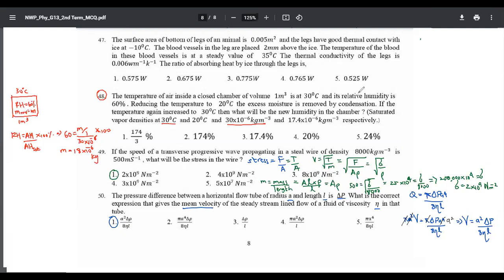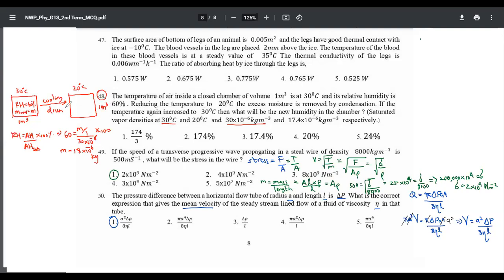Then what are they doing? Reducing the temperature to 20 degrees Celsius. Now they are cooling down the system. Once they cool down the system, what's going to happen? The temperature is going to reduce to 20 degrees Celsius. The volume didn't change. It's a closed chamber, so they are not changing the volume of the chamber. It's 1 meter cube.